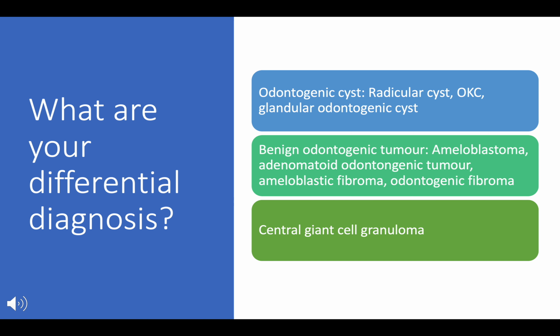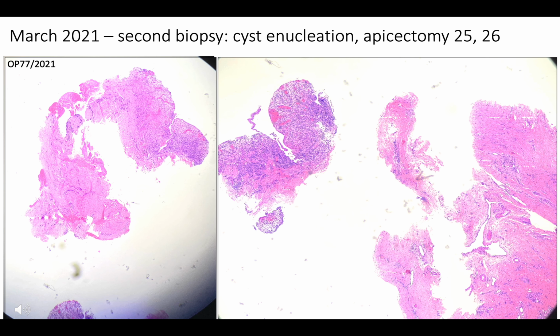For me, my differential diagnoses include odontogenic cysts such as radicular cyst, OKC, or glandular odontogenic cyst based on the clinical and radiographic findings. The second differential will be the benign odontogenic tumors, which include ameloblastoma, adenomatoid odontogenic tumor, ameloblastic fibroma, and odontogenic fibroma. And thirdly, it will be a central giant cell granuloma.